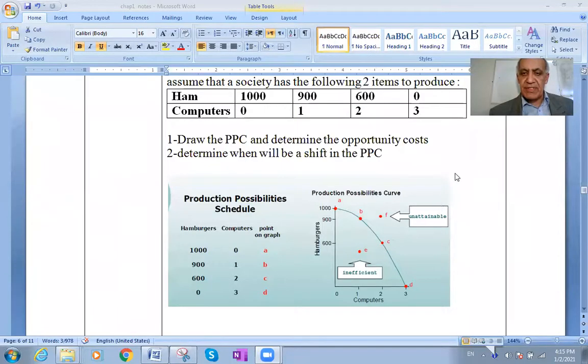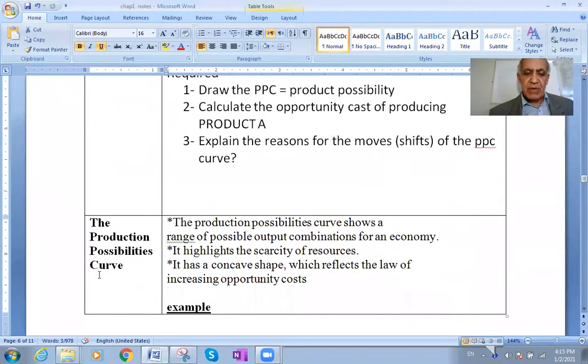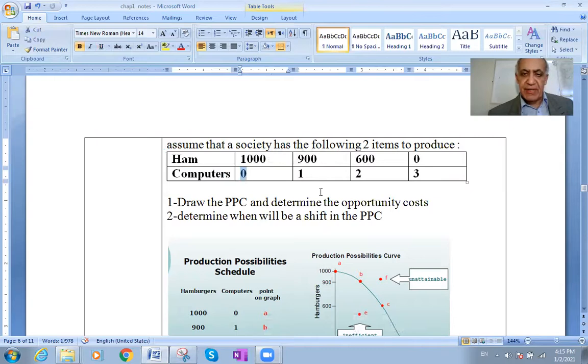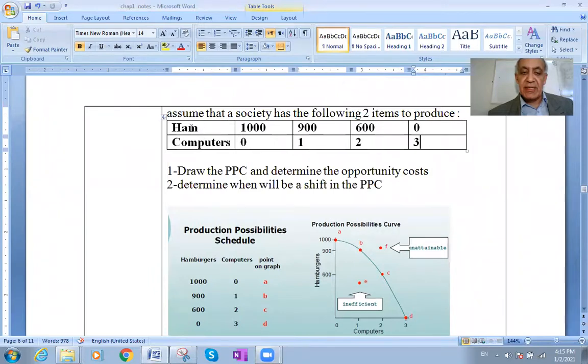So I will share the screen for you guys first. Sorry about that. Okay, here we are. This is the example I'm talking about. The ham is 1,000, 600 hamburgers, and so on, and those are computers. The computers are zero, meaning I'm not producing anything here. I'm producing one computer, two computers, three computers. This society is only producing those two products, the hamburger and the computers.